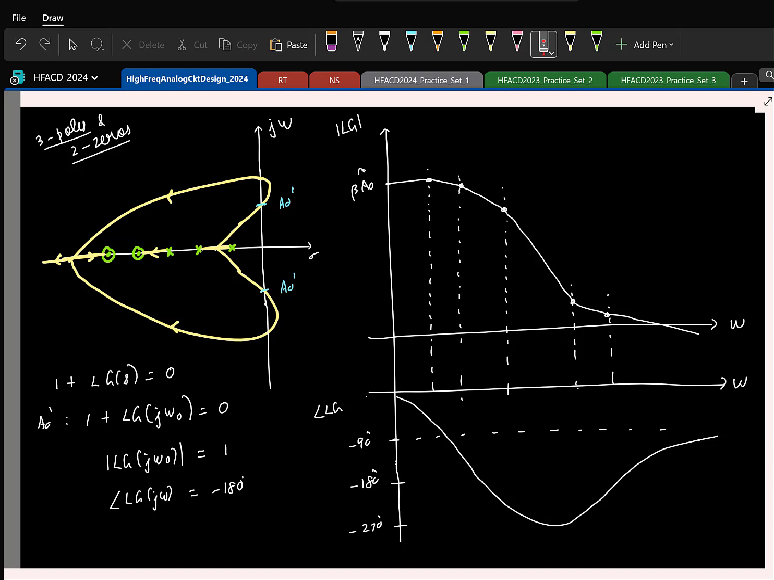Now if I change the DC gain, what will happen to the magnitude plot? It will shift up or down, that's all. It's just going to get scaled. What will happen to the phase plot?